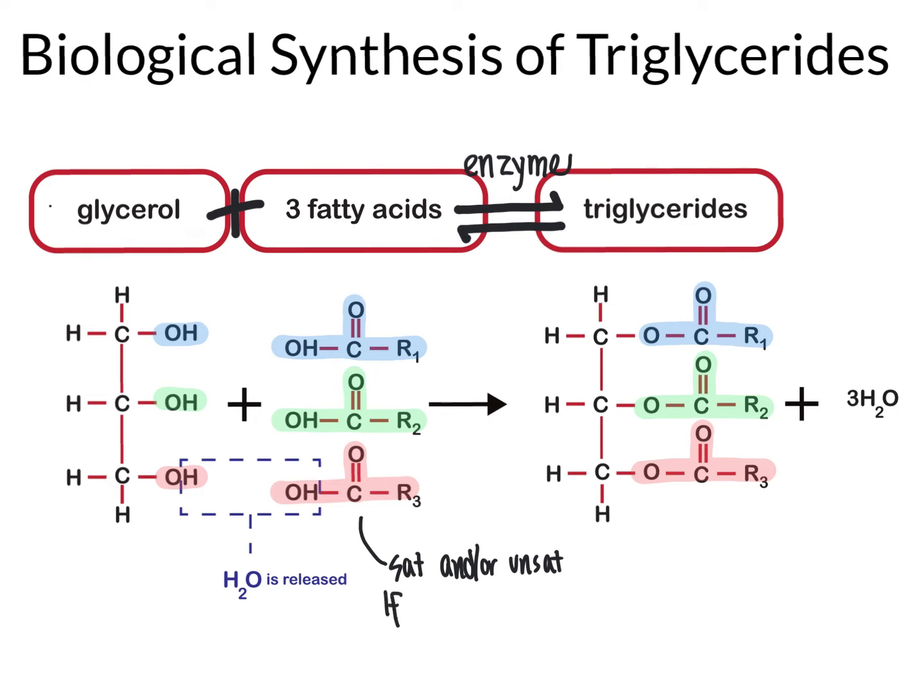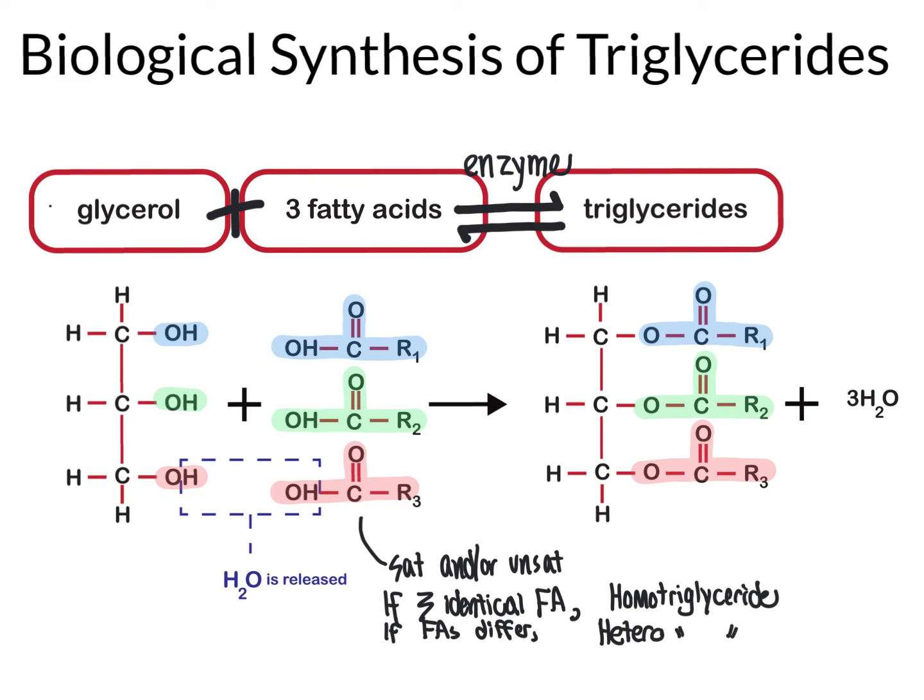If the 3 are identical, we refer to the resulting triglyceride as a homotriglyceride. Homo meaning same. And as you might predict if you're thinking ahead here, if the fatty acids differ from one another, then we refer to it as a heterotriglyceride instead.